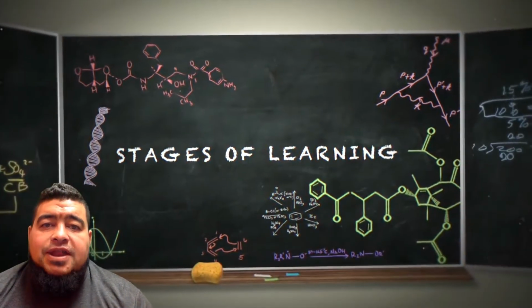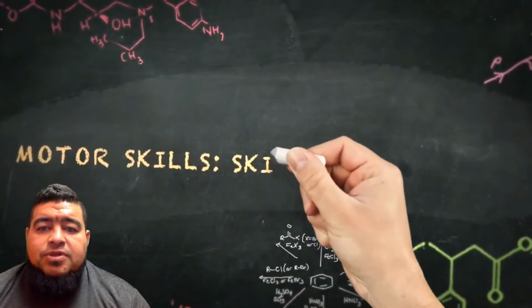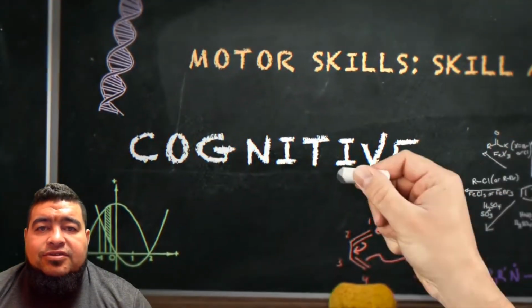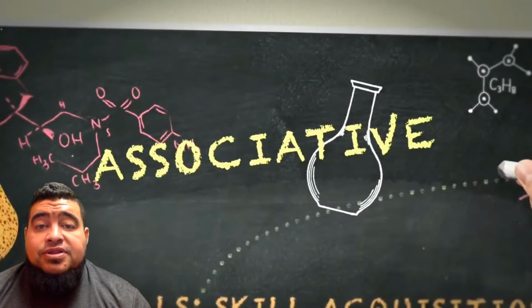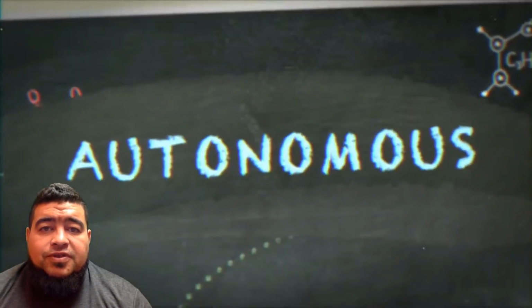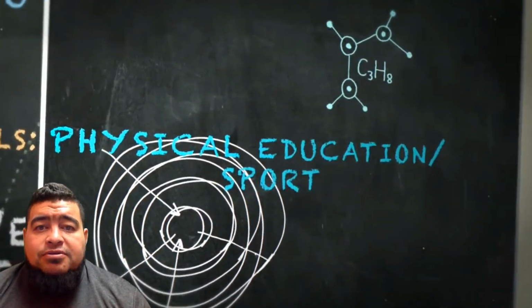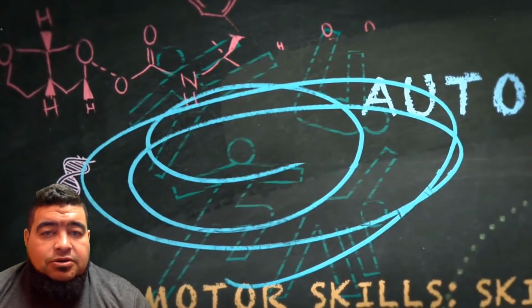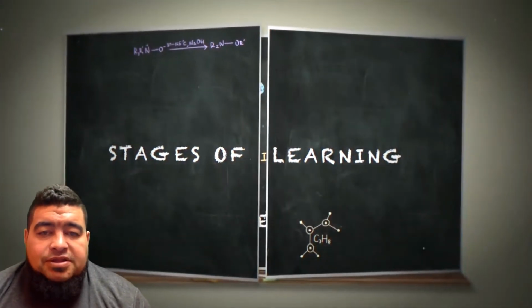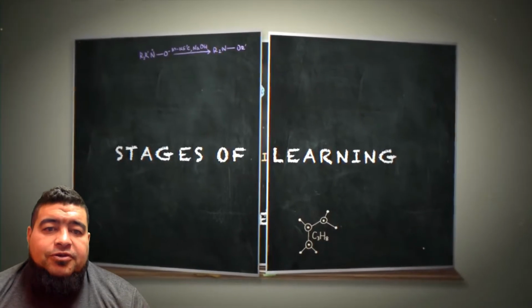Hi guys, today we're going to be discussing the stages of learning. These are the different stages that we go through as we're learning a motor skill. These include the cognitive, the associative and the autonomous stages. Now this is just one theory of motor skill learning. It is not the be all and end all, and it's something that we learn about and that we follow.